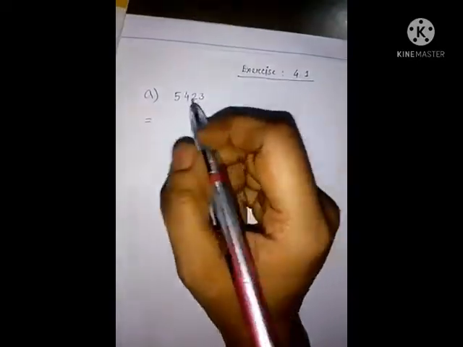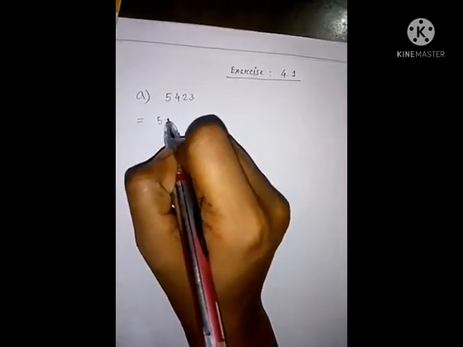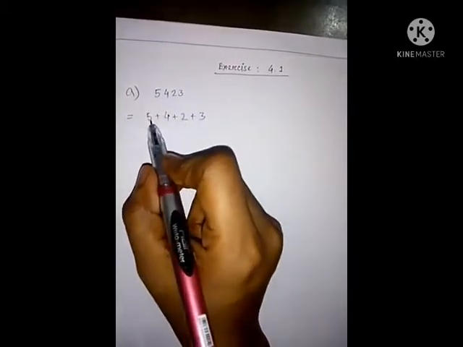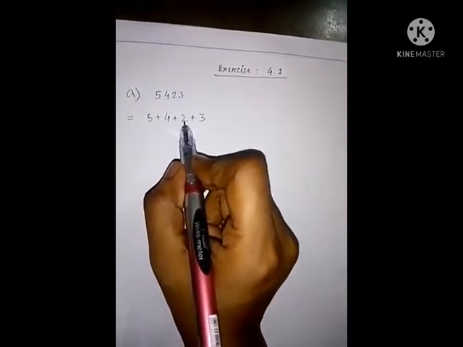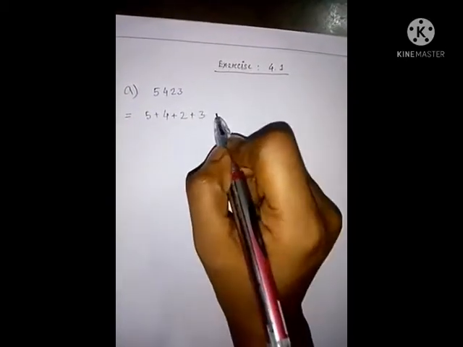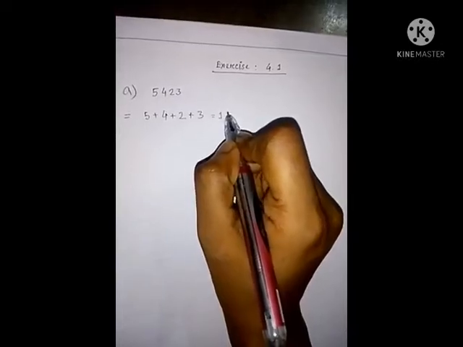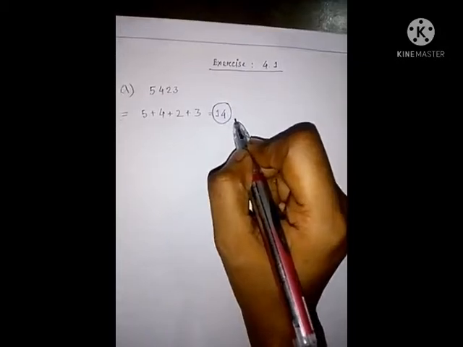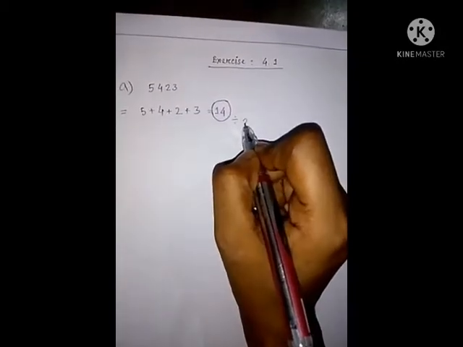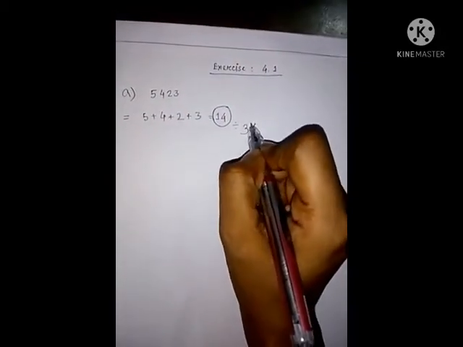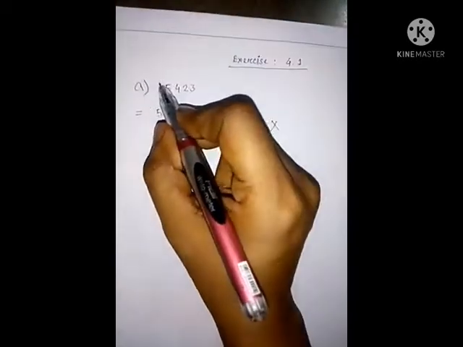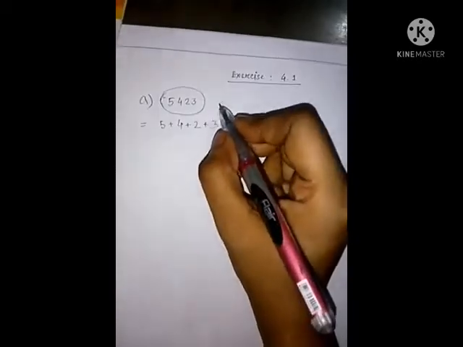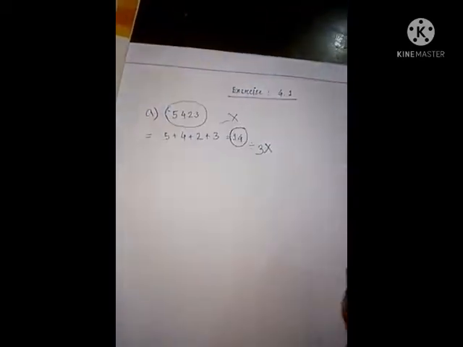Let's take this example. We have to find out the sum of the digits. 5 plus 4 plus 2 plus 3. So 5 plus 4 is 9, 9 plus 2 is 11, 11 plus 3 is 14. So this 14 is not divisible by 3. So this number will also not be divisible by 3. Okay, this is not divisible by 3.